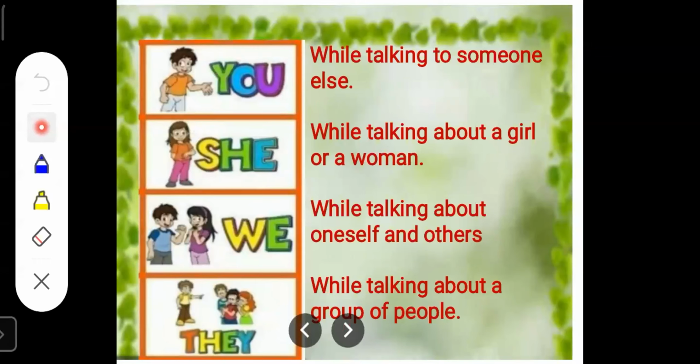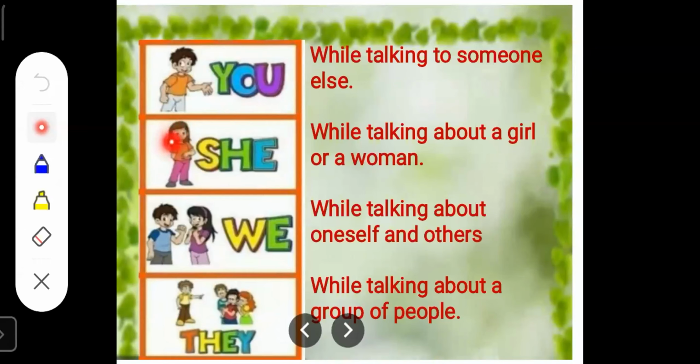We use the subject pronoun she when we are talking about a girl or a woman. When do we use the subject pronoun she? We use the subject pronoun she when we are talking about a girl or a woman.